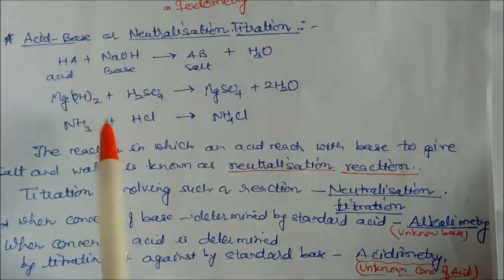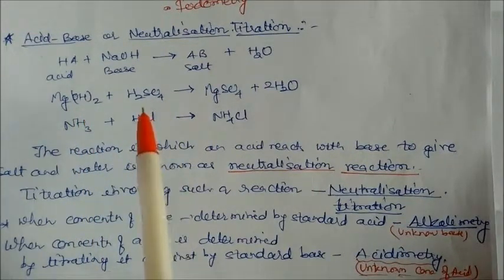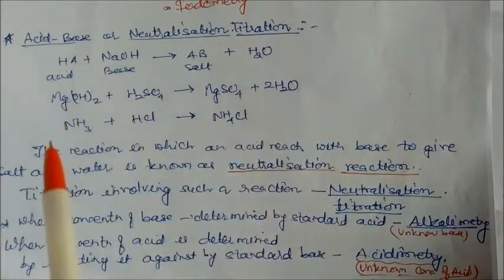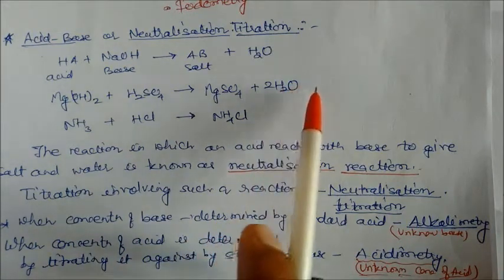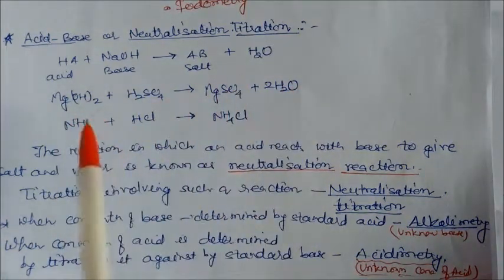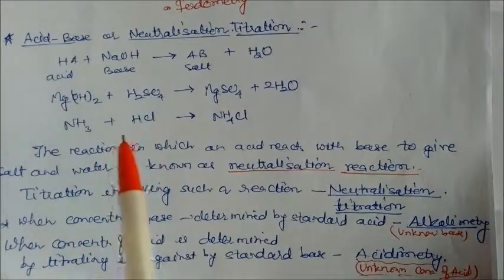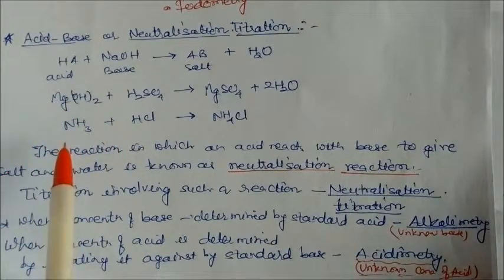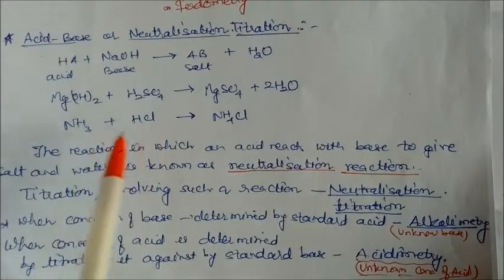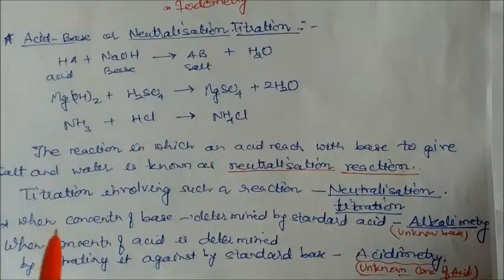Let us take examples. Magnesium hydroxide, when it reacts with sulfuric acid, gives you magnesium salt plus water. This is one titration reaction. Here you can use magnesium hydroxide as the titrant, or the titrant can be H2SO4. Both are possible, but normally we take H2SO4, not magnesium hydroxide. Here ammonia and HCl, when they react with each other, give you ammonium chloride. This can also be a neutralization titration.